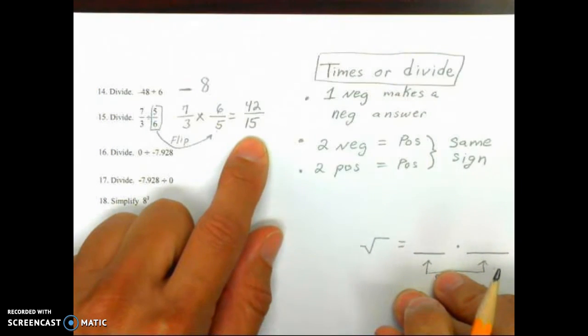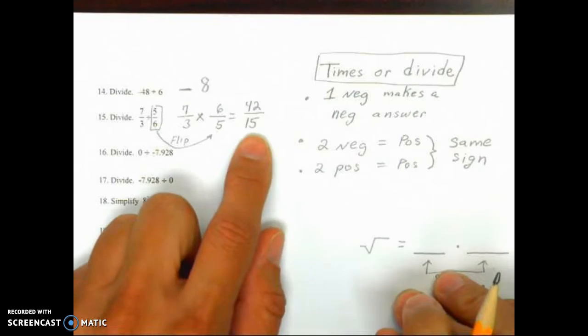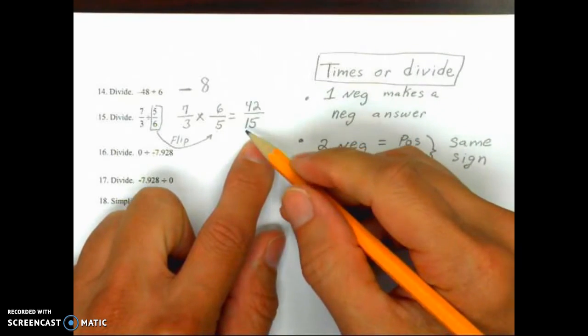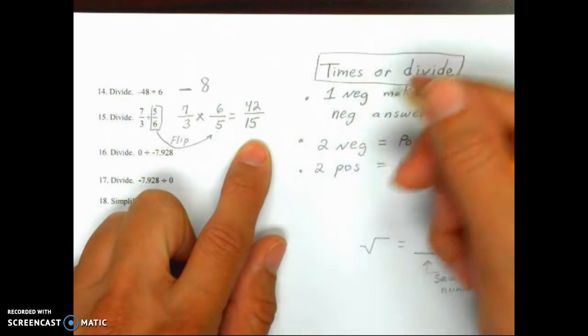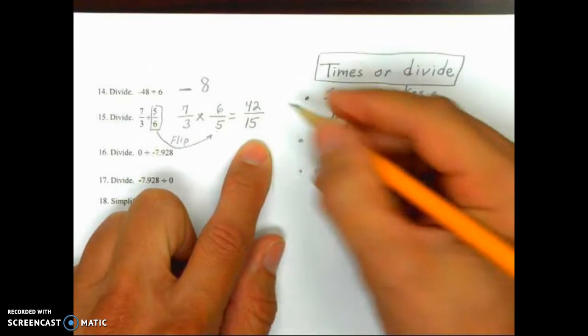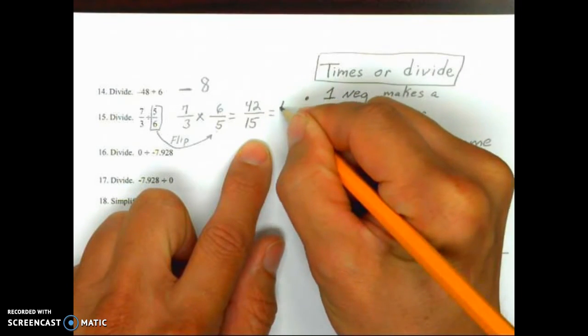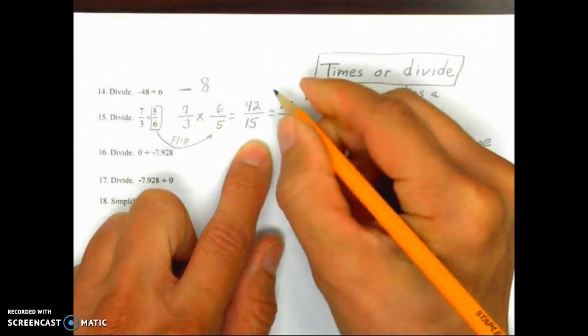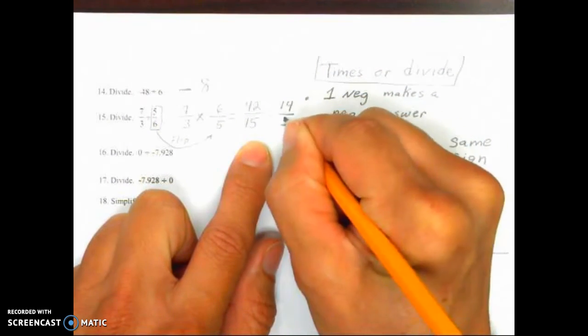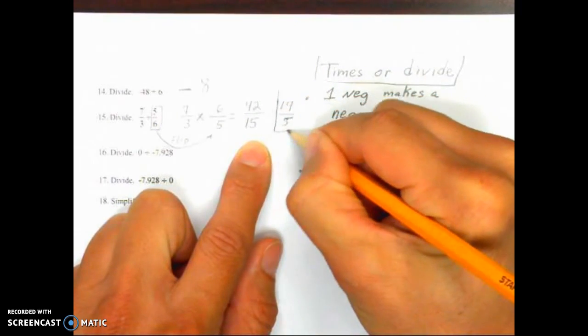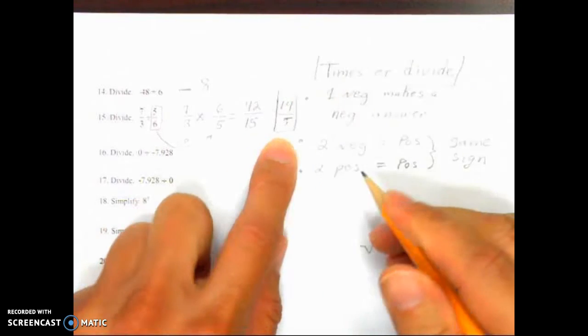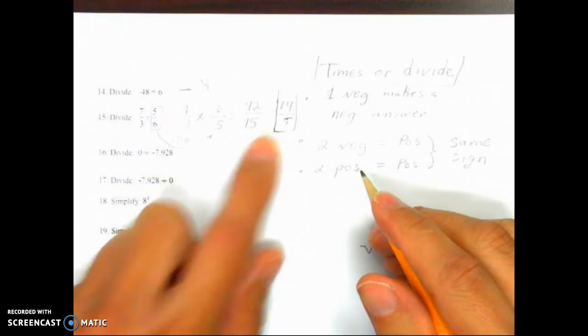It's not reduced. To reduce it, you would have to divide both the top and the bottom by a 3. And that would then change it to 14 over 5. This is the best out of these two answers, right?